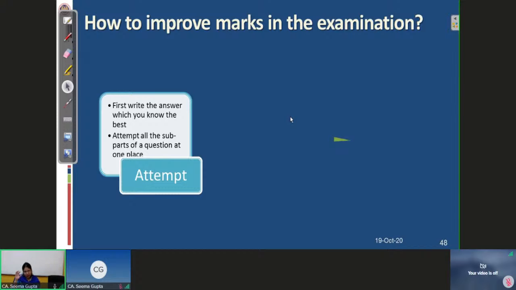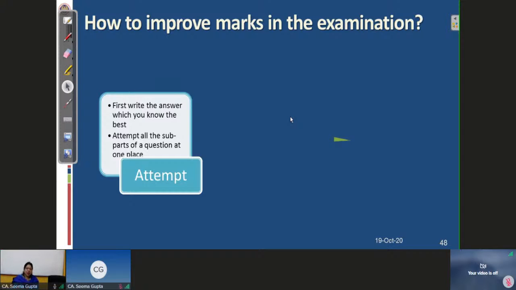Then the second point is, after utilizing the reading time, when you have decided what question you are doing first, you utilize that reading time. At least make a little bit of the requirements of the question in your mind: this is the question, these are the requirements of the question, and I will proceed like this.